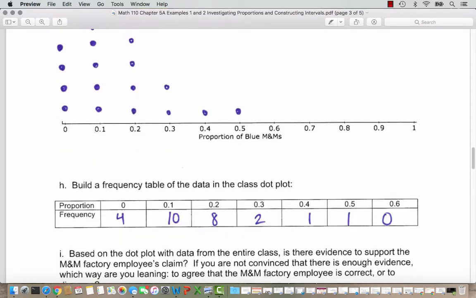We use this data to build a frequency table. So in the frequency table, we are counting how often each proportion came up. So these frequency values correspond with the bar heights in our dot plot up above. I stopped the frequency table at 0.6 because it would be very, very unusual for somebody to get more than 6 out of 10 blue M&Ms. I've yet to see that in a random sampling situation.